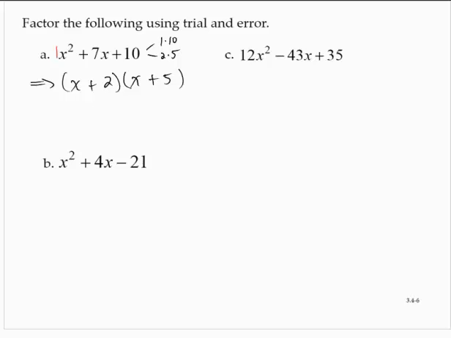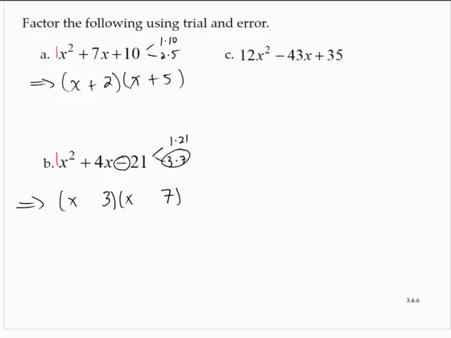So similarly for exercise B, I have a 1x squared plus 4x minus 21. So I know I'm going to have an x and an x. Now the 21, my choices are 1 and 21 or 3 and 7. Now since it's a minus 21, I know I need different signs. And since I have different signs, I really need a difference of 4. 3 and 7 have a difference of 4.